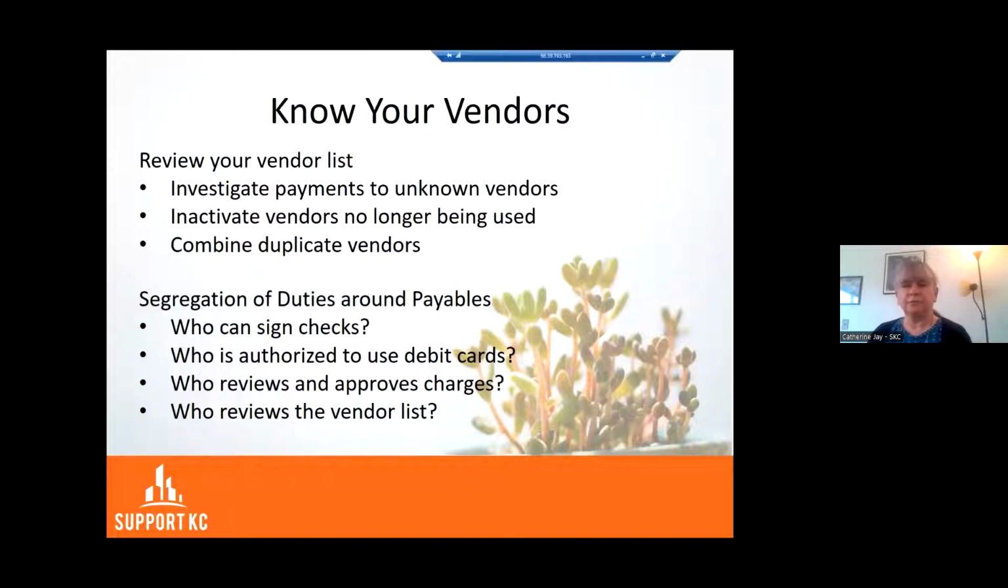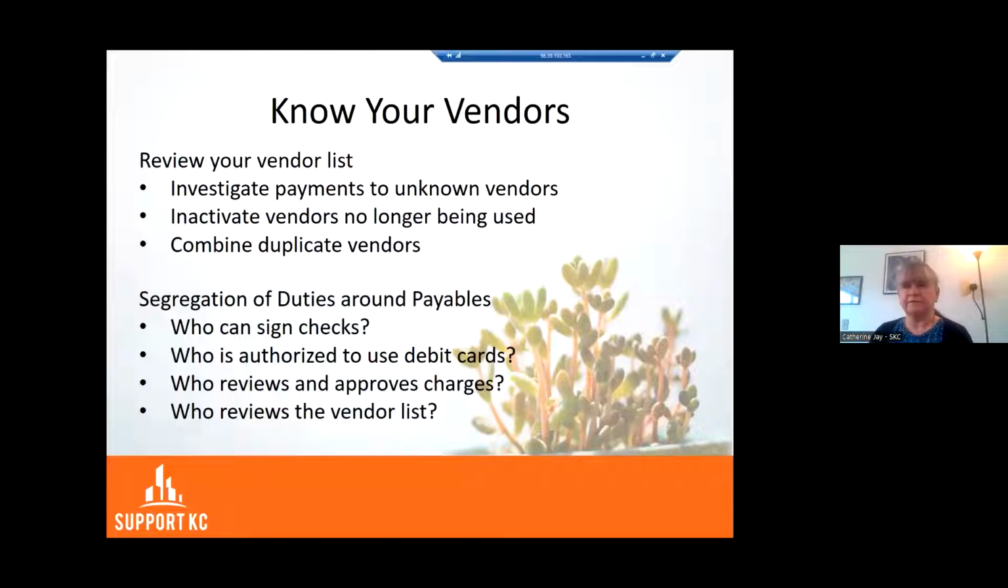And also determining who does the review of the vendor list. Is it someone that's outside of the payables, so they might have a better viewpoint for catching duplicate vendors or vendors that you don't know anything about. So just trying to keep up to date and reviewing who's on your vendor list.